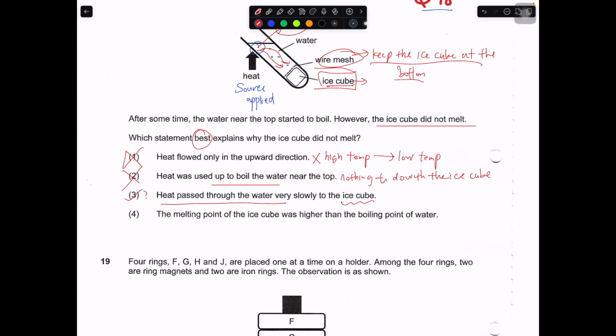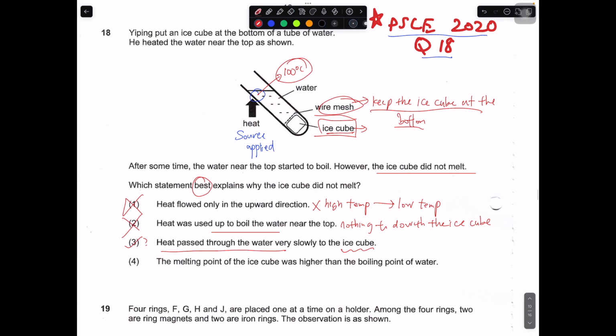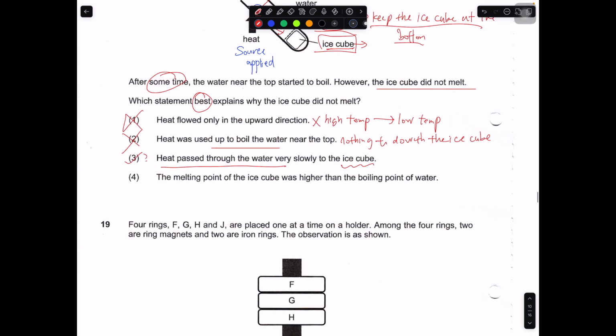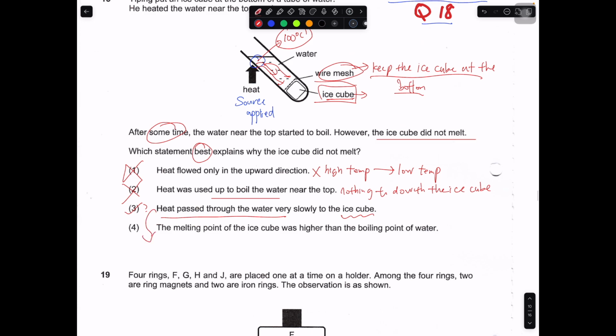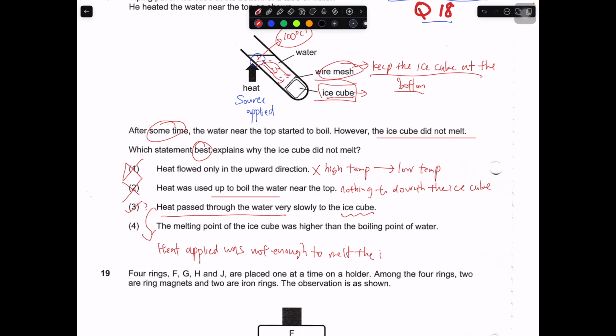Number 3: heat passes through the water very slowly. This makes sense, because the heat passes through very slowly, and during this period of time, the heat is not enough to melt the ice cube. If I were to reinterpret this question, the heat applied was not enough to melt the ice cube. That's why the ice cube remains solid. So number 3 is correct.